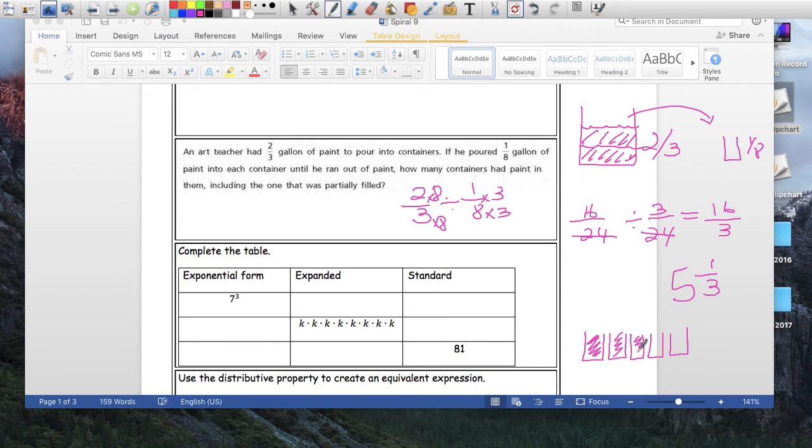Okay, these are 1/8 gallon containers full of paint. And the last one is going to be filled just up to that much. So how many containers in total? 1, 2, 3, 4, 5, 6, even though the last one only had a little bit. Okay, because that's what they want to know: how many containers, including the last one that's only partially filled. Okay.